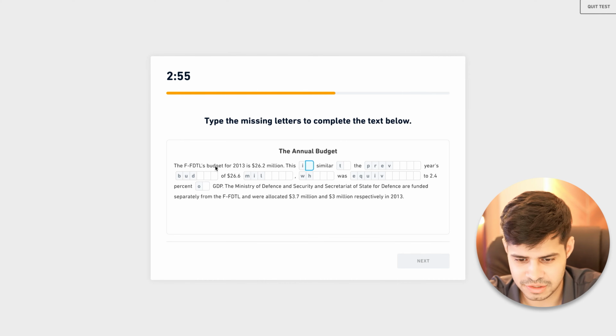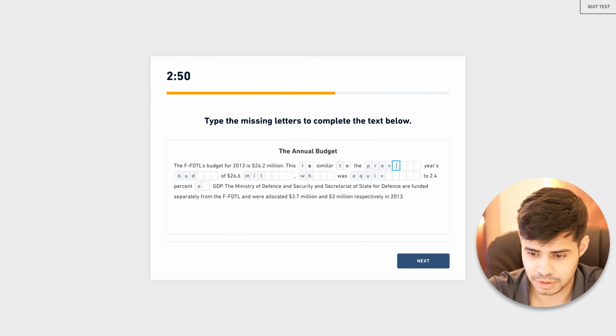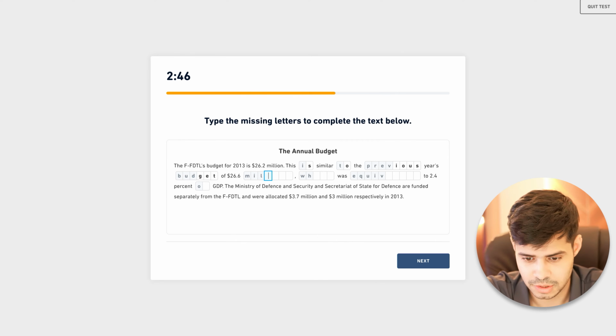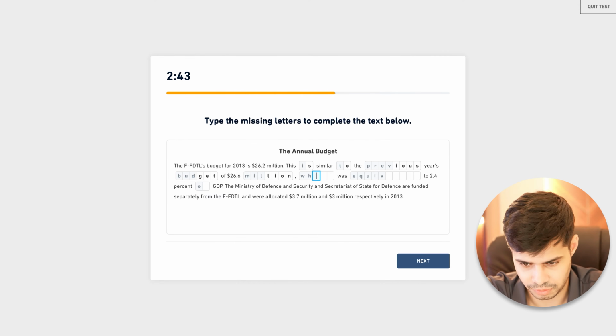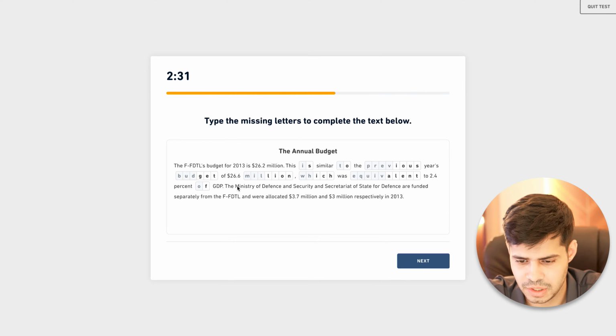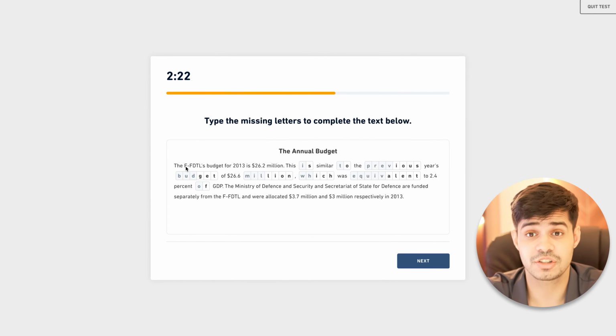The FDTL's budget for 2013 is 26.2 million. This is similar to the previous year's budget of 26.6 million, which was equivalent to 2.4% of GDP, I suppose. Yeah, there's nothing else that could fit. The Ministry of Defense and Security, Secretariat of State for Defense are funded separately from FDTLs and were allocated 3.7 million and 3 million. Okay, let's just verify.